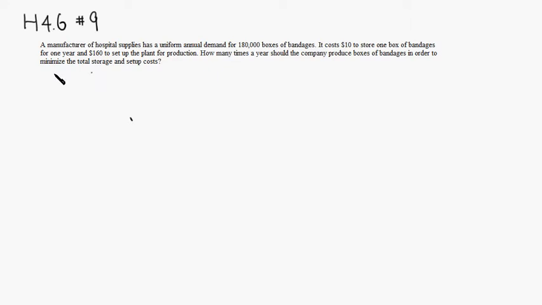So let's let x be the number of setups per year. Then we want to minimize the cost. So I'm going to write the cost function C of x, which is going to be a combination of two kinds of cost. The first cost would be storage cost.